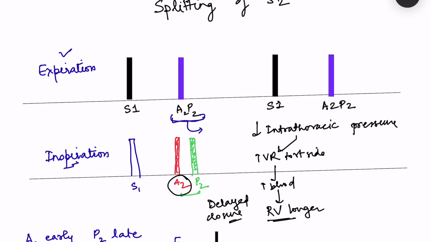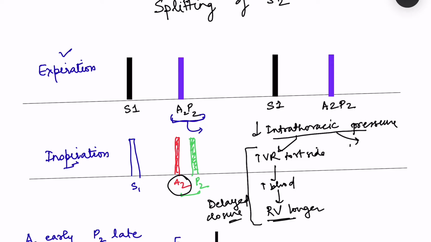What happens is that because of this decreased intrathoracic pressure on the left side, there is decrease in venous return. Please try to understand this because this will help you understand what happens in atrial septal defect. So on the right side, there is increase in venous return, but on the left side, there is decrease in the return to the left side of the heart.